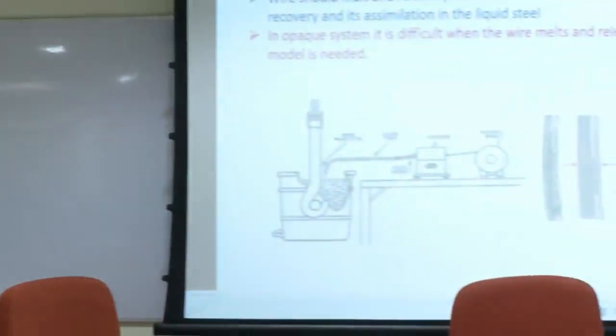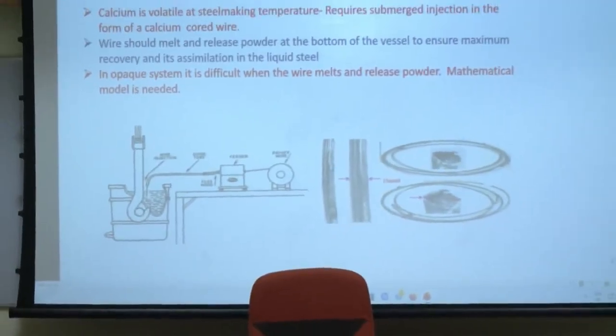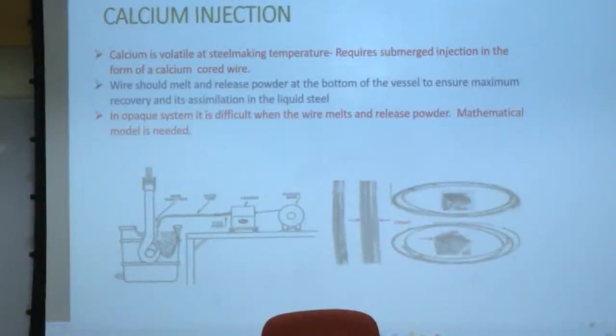But the thing is that in an open system like steel, you do not know where the wire melts. Basically, the wire should melt just at the bottom and release the powder such that it can get sufficient time for its assimilation into the liquid steel. So there requires a mathematical model.